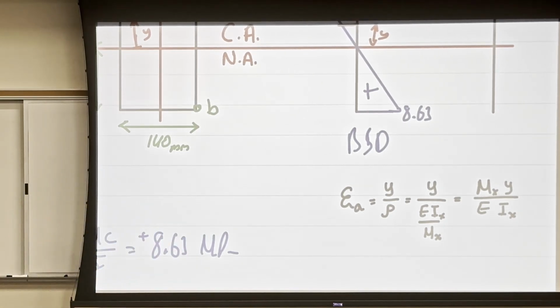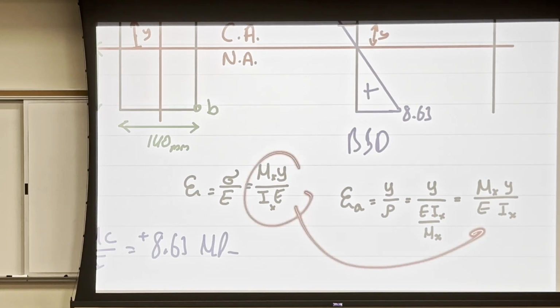Another way to derive this equation: if you remember, the normal strain from Hooke's law is equal to stress over modulus of elasticity, right? And since we have bending, the bending stress here is My over I, right? And then I do have the E here, so Mx y over E Ix, which is the same equation you see here.